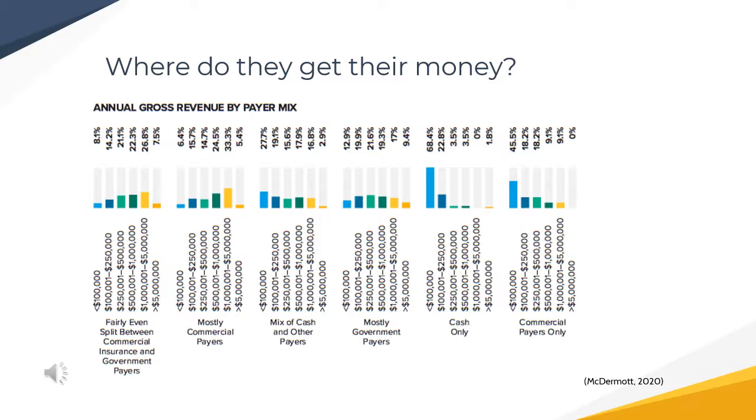This graph is a lot to take in at first, but basically is showing different annual gross revenue ranges and the percentage of how many clinics are in that revenue range. Then it further splits it up comparing different types of payer mixes. For example, this graph shows that 68% of cash-based only clinics make less than $100,000 of gross revenue a year.